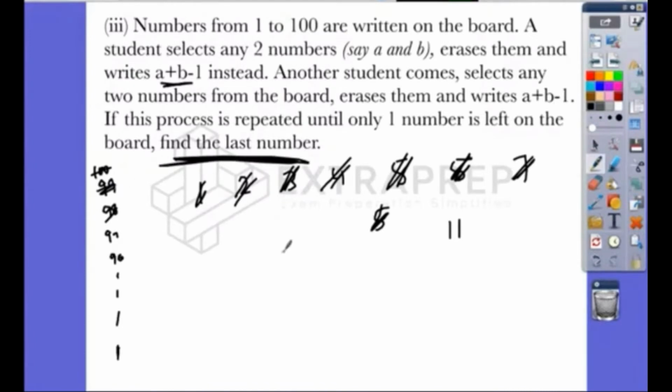Is the meaning of the question understood? So, if students keep coming and doing the same process, erasing two numbers and writing one number, there's a reduction of one number every time. So finally, there's one number left on the board and we need to find that. Okay, this is the meaning of the question.